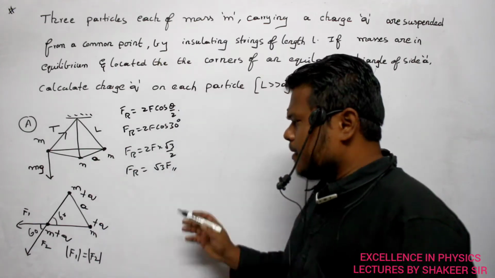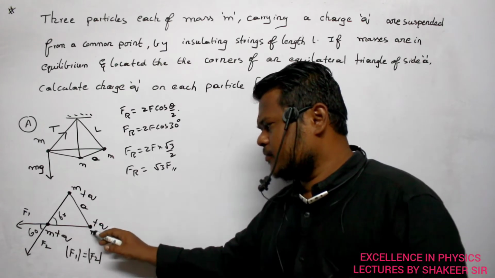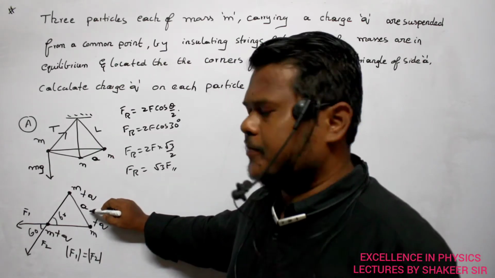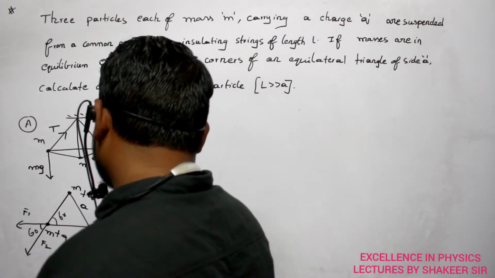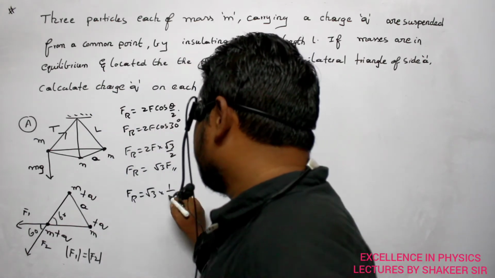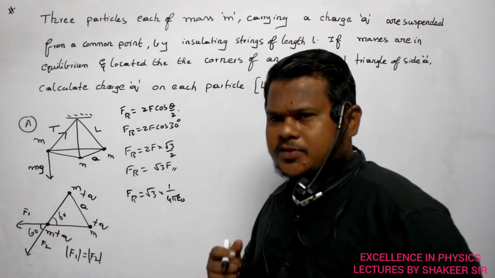Clear? And how can I calculate F? F is the force of repulsion between these two charges which are separated by a distance of A. That's all. Therefore, the resultant force, root 3 times F, can be written as root 3 times 1 by 4 pi epsilon naught, q1 q2 divided by r square.